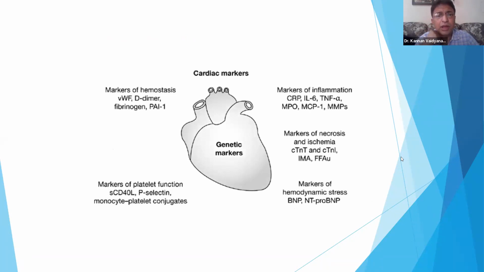Now, in addition, if you look at the literature, if you just search the internet for cardiac markers, you come across so many molecules which are used as cardiac markers, like markers of inflammation, necrosis, ischemia, genetic markers, hemodynamic stress, platelet function markers, hemostasis markers, etc. Now, these are all important in their own respects, but many of them have not actually found clinical utility as far as actual patient benefit. These are used as research tools, and many papers have been published on their potential use.